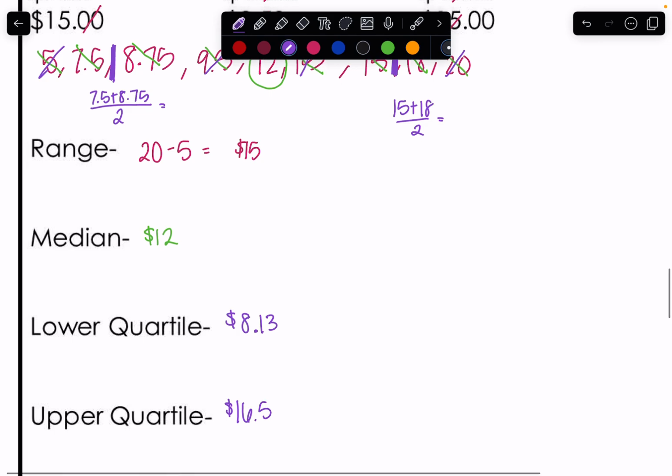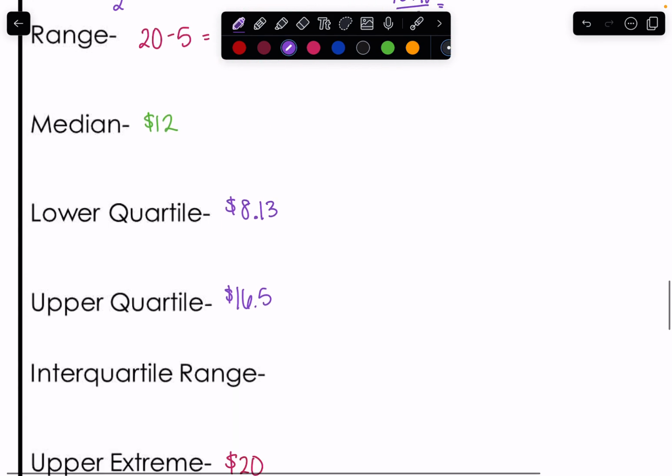Okay, now the final thing is that interquartile range. So that's where I take my upper quartile minus the lower quartile. So 16.5 minus 8.13, which gives me $8.37 when I type that in.